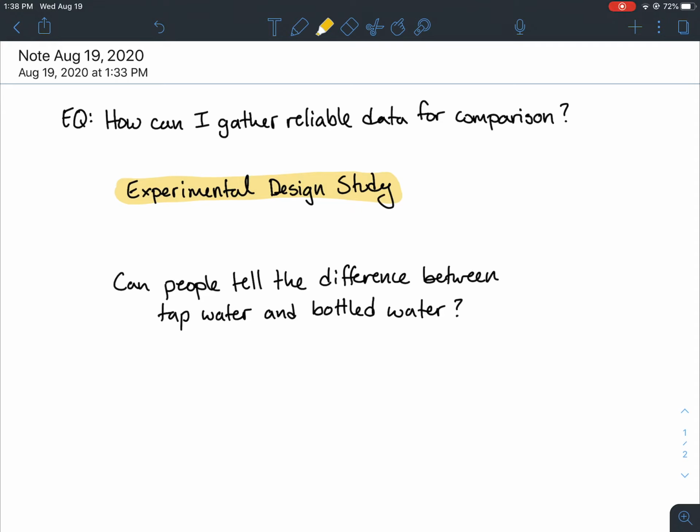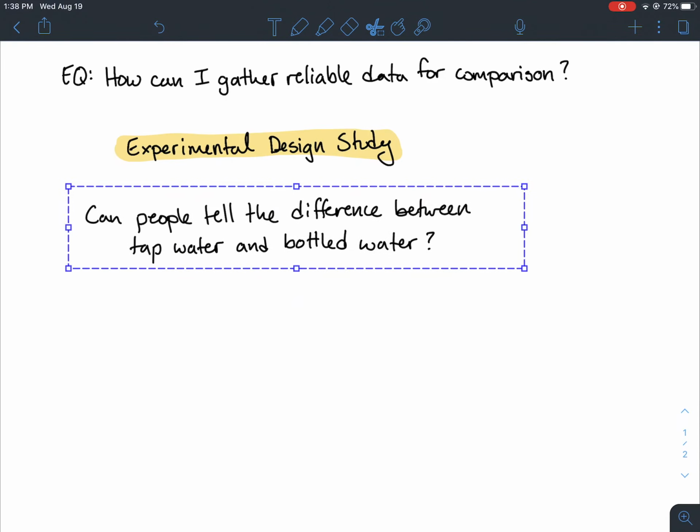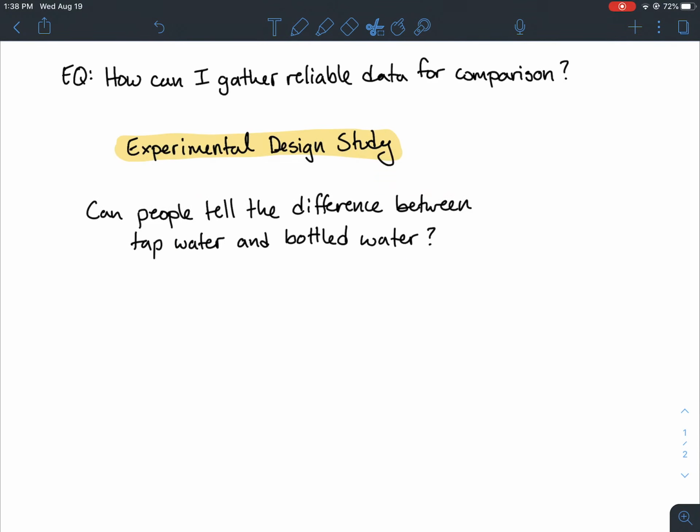So the one question I have here is, can people tell the difference between tap water and bottled water? A lot of people think that bottled water tastes better, it's cleaner, it doesn't have any of the pipes that water is running through, and a lot of people believe this. And so we're trying to figure out, can they actually do that? So how would we set something up in an experimental study to figure out if people actually can tell the difference between bottled and tap water?